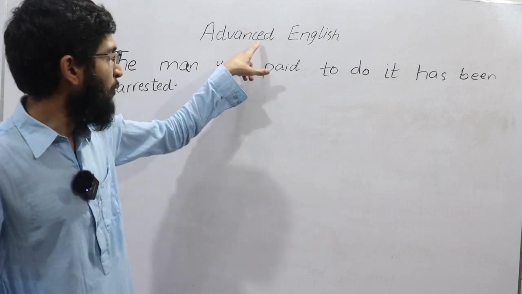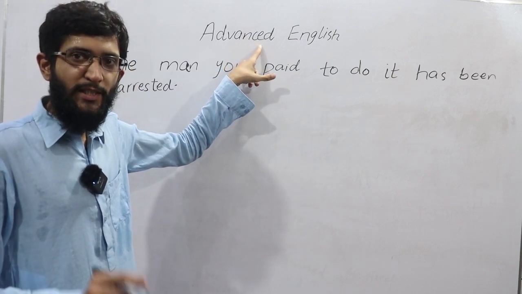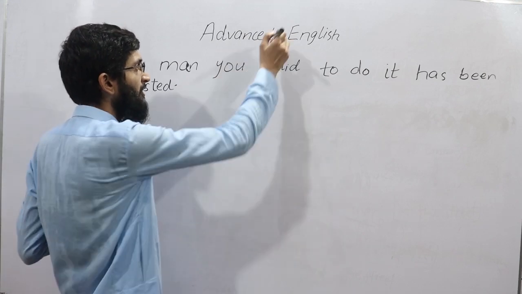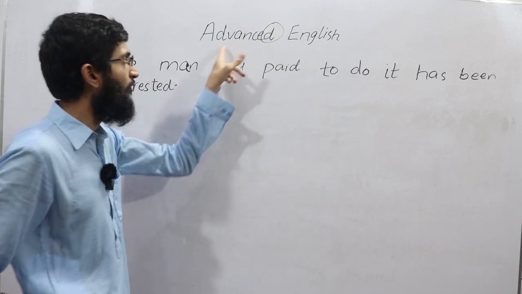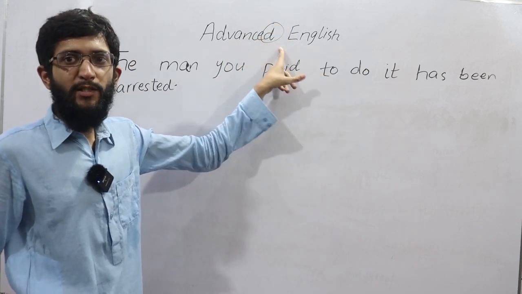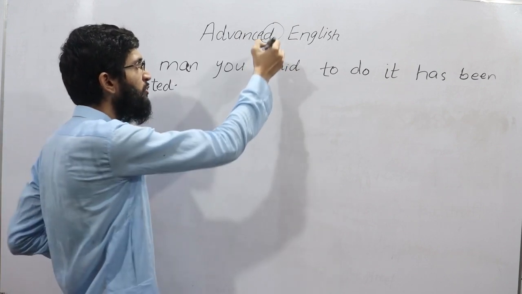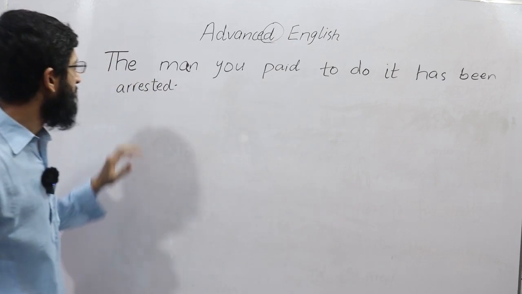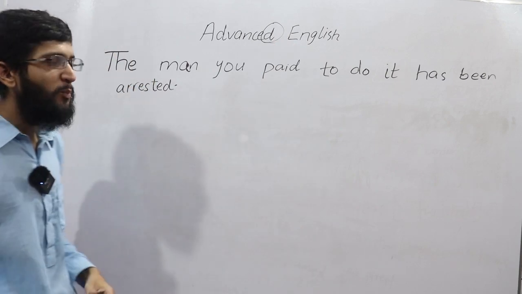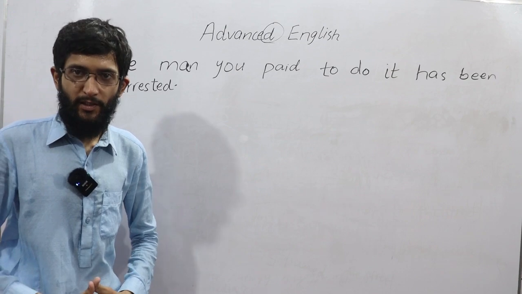So the very first word that you must remember is "advanced", with a d sound at the end. Advanced English or advanced structures, not "advance". You have to use this d sound at the end. So the sentence is: the man you paid to do it has been arrested.